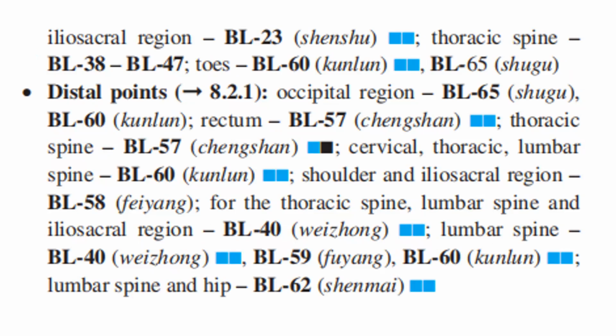Distal points: occipital region, bladder 65, bladder 60. Rectum, bladder 57. Thoracic spine, bladder 57. Cervical, thoracic, lumbar spine, bladder 60. Shoulder and iliosacral region, bladder 58. For the thoracic spine, lumbar spine, and iliosacral region, bladder 40. Lumbar spine, bladder 40, bladder 59, bladder 60. Lumbar spine and hip, bladder 62.